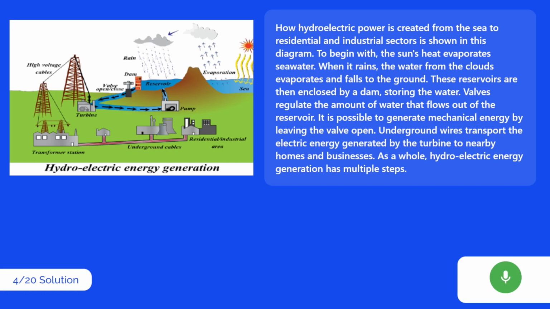How hydroelectric power is created, from the sea to residential and industrial sectors, is shown in this diagram. To begin with, the sun's heat evaporates seawater. When it rains, the water from the clouds falls to the ground. These reservoirs are then enclosed by a dam, storing the water. Valves regulate the amount of water that flows out of the reservoir. It is possible to generate mechanical energy by leaving the valve open. Underground wires transport the electric energy generated by the turbine to nearby homes and businesses. As a whole, hydroelectric energy generation has multiple steps.